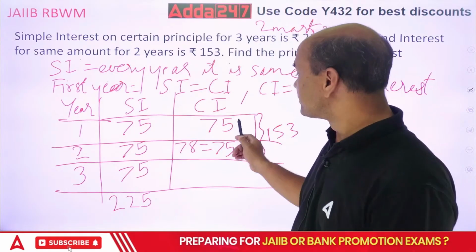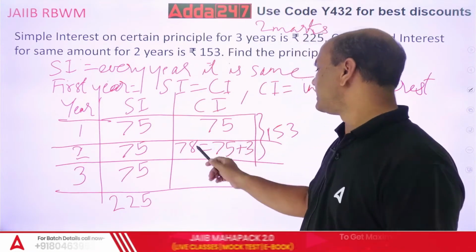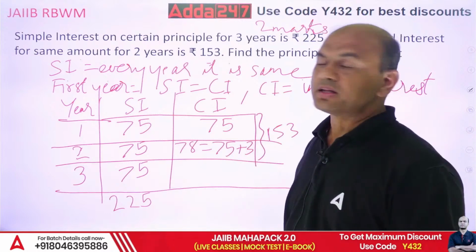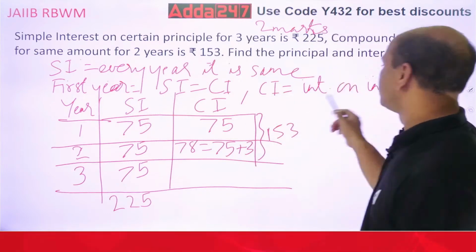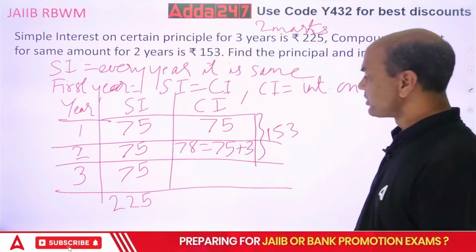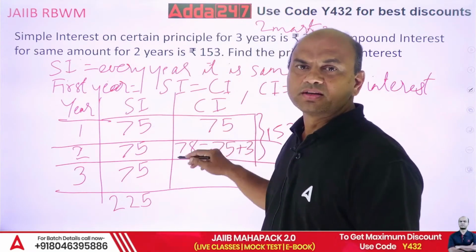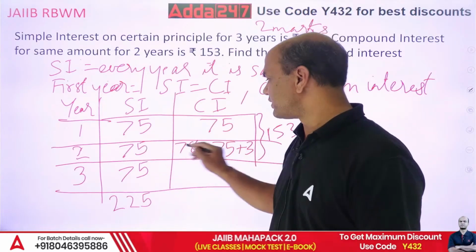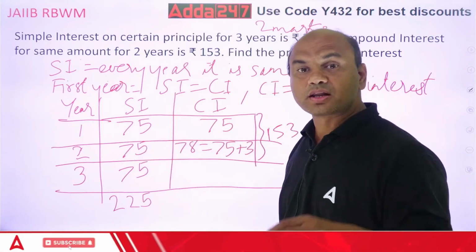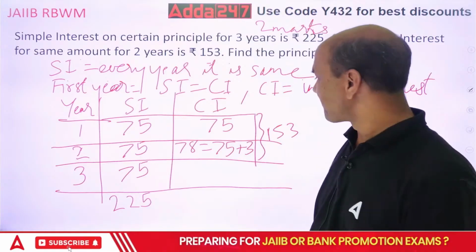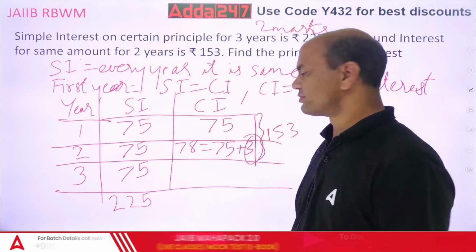Okay. So 75, then 78, 75 plus 3. Now this third part will be checked: interest on interest. What is this 3 rupees? See, 75 was the same over here. Next year also I should have got 75 only, but I got 3 rupees extra. Why this 3 rupees extra?